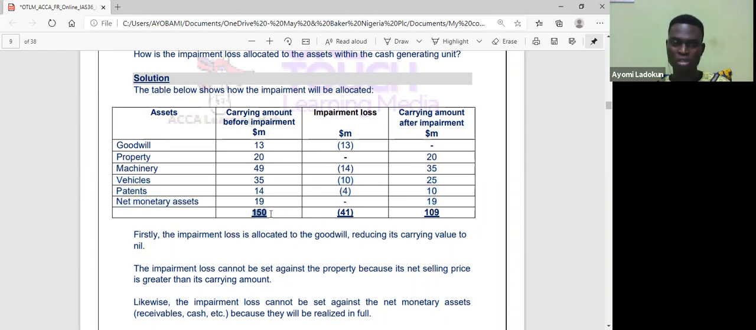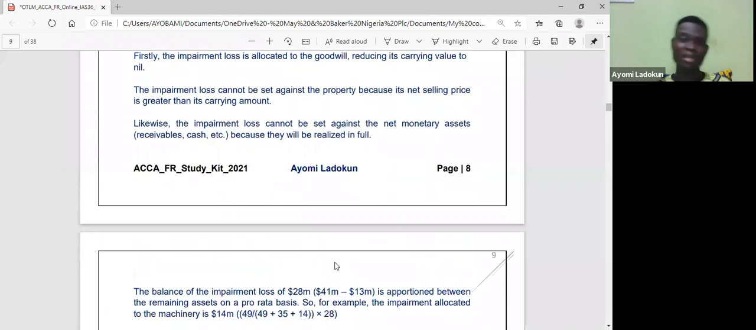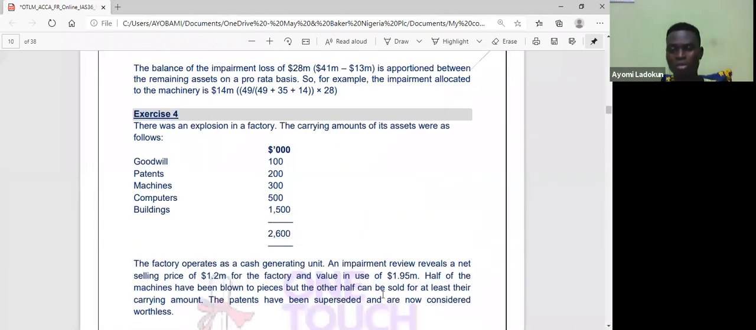Normally, if you do a CGU question, you know whether you are right or wrong. Can you see? So you know that's it. Let's look at one more question. Any concern for me?